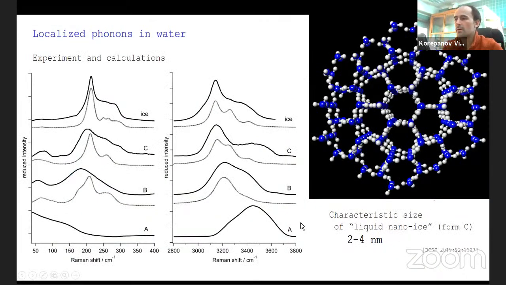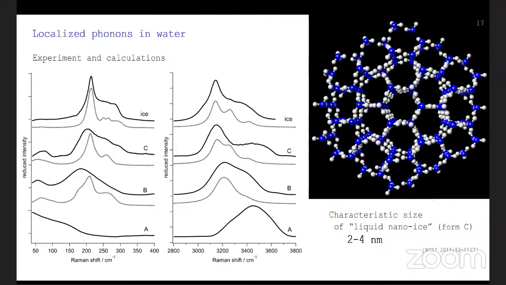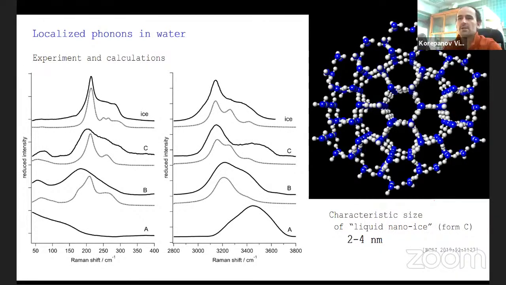And when we compare the calculated and experimental spectra for different sizes, this is what we have on this page. So on the top is the ice. This is the infinite crystal, experimental at the top and calculated with the dotted lines. The next one is C. This is the liquid nano ice. And the best agreement between experiment and calculation is for clusters of about 2 to 4 nanometers.